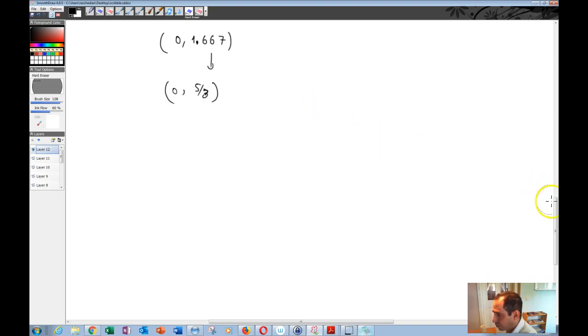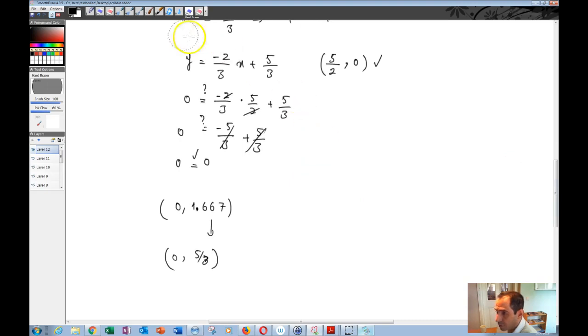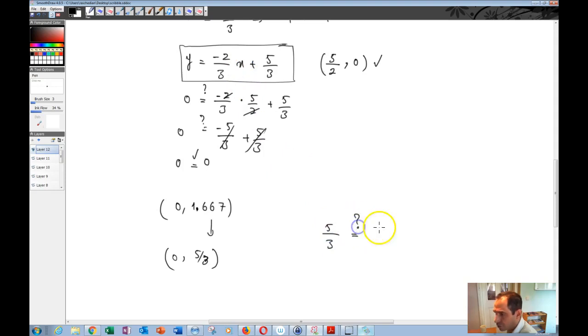Now if you try this point as well, meaning if you consider this equation and substitute this point in it, you get 5/3 is equal to negative 2/3 times x, which is 0, plus 5/3. This is 0, so 5/3 is equal to 5/3, and that's also a solution.